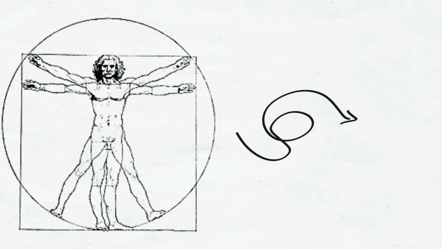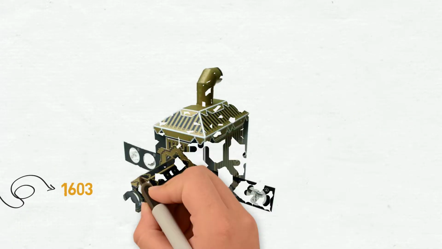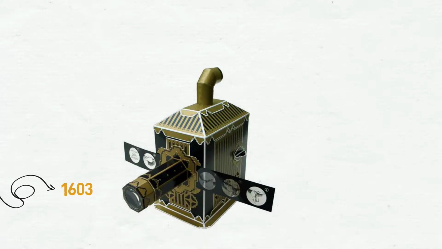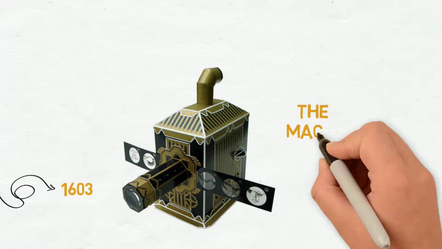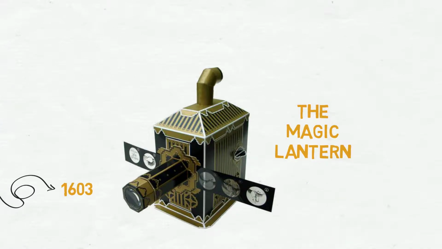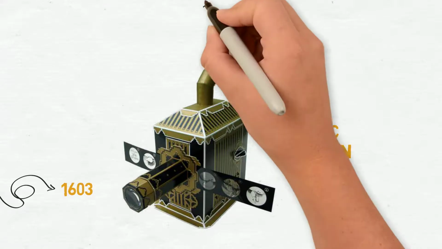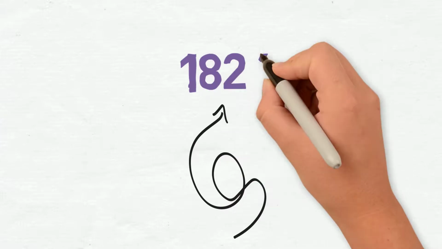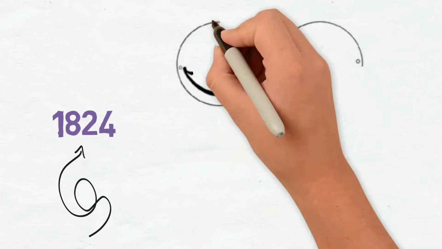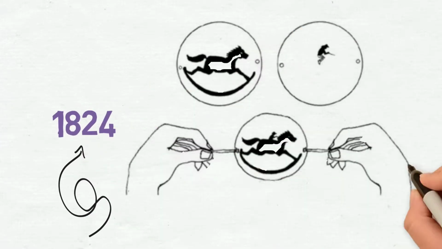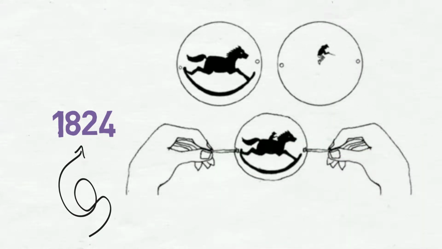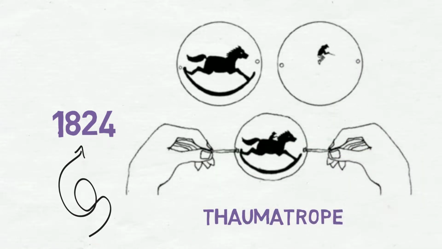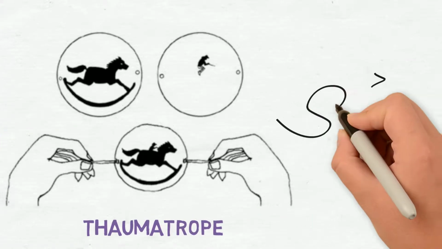The next big development came in 1603, where the magic lantern was created. The magic lantern is an image projector that uses glass slides, most of which include a moving-looking picture, to show animation. Afterwards, during 1824, the thaumatrope was created. This was a rotation mechanism where by flipping both sides of an image, you saw a small combined motion. This is also known as persistence of vision.